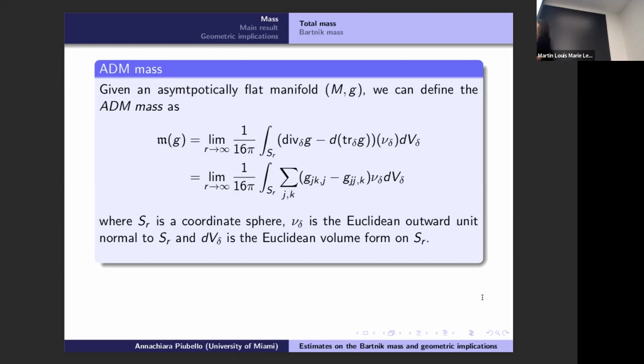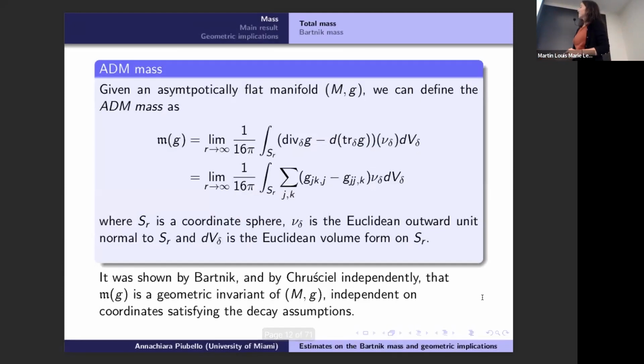However, the most known form for the ADM mass is the one that I'm sure everyone has seen before. And this depends on the coordinates. However, it was shown by Bartnik and by Chruściel independently that the mass is a geometric invariant. So it does not depend on the choice of these asymptotically flat coordinates.